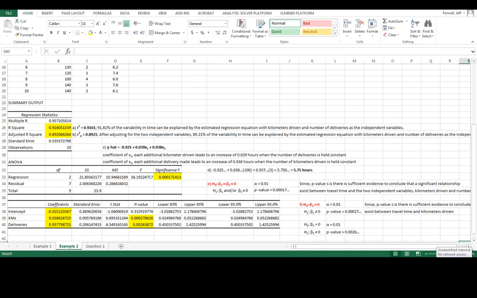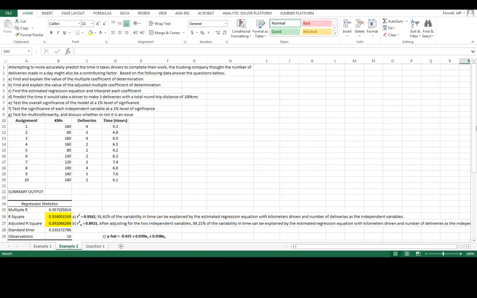So we have a p-value of 0.026, which again, that p-value is less than alpha. So again, we can reject H0 and accept H1 and claim that there is sufficient evidence to conclude that there is a relationship between travel time and the number of deliveries.